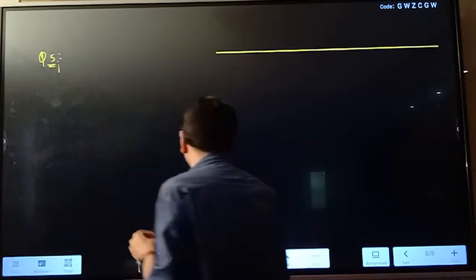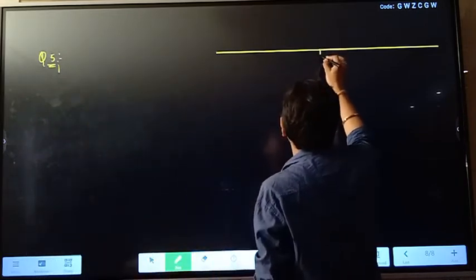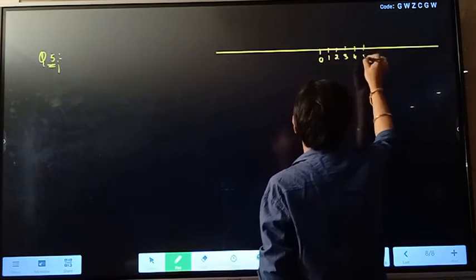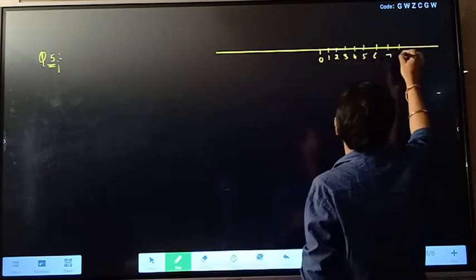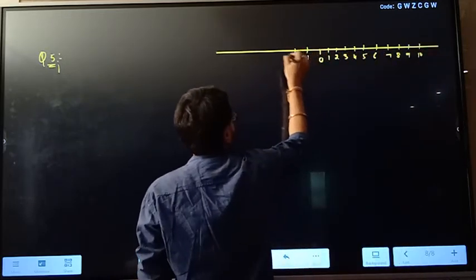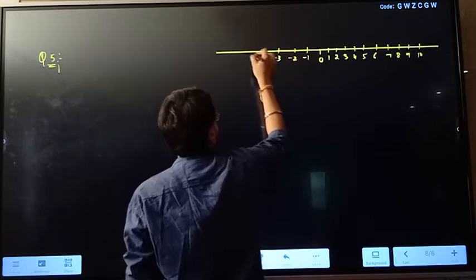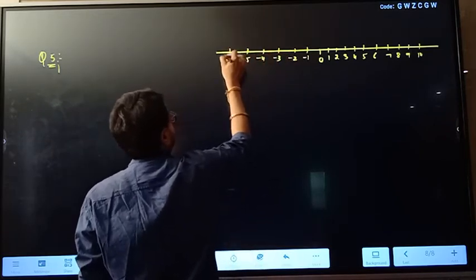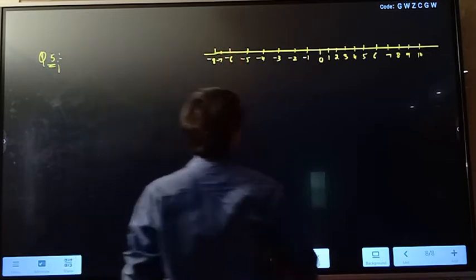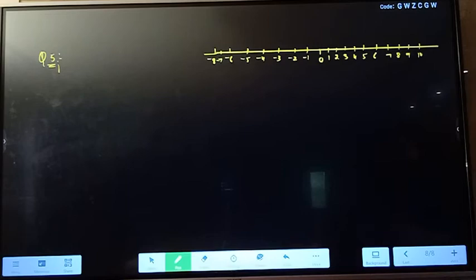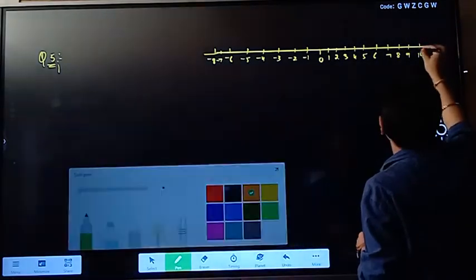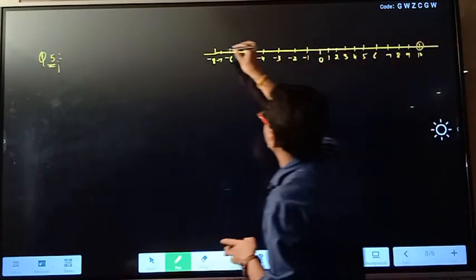That's a very important question. See, if I take 0 here, then 1, 2, 3, 4, 5, 6, 7, 8, 9, 10. Here it would be minus 1, minus 2, minus 3, minus 4, minus 5, minus 6, minus 7, and for example, minus 8. We have taken it like this on the number line. It means right now, we are here and we have to go here.